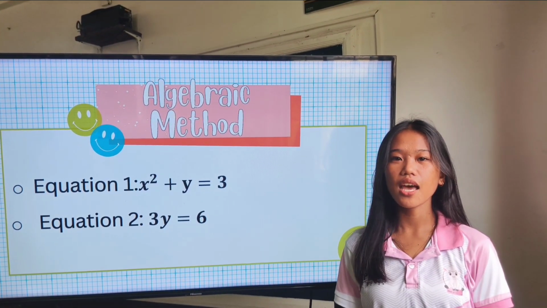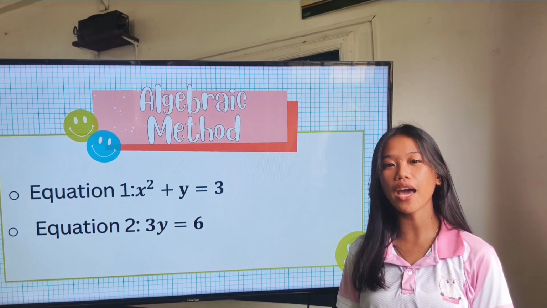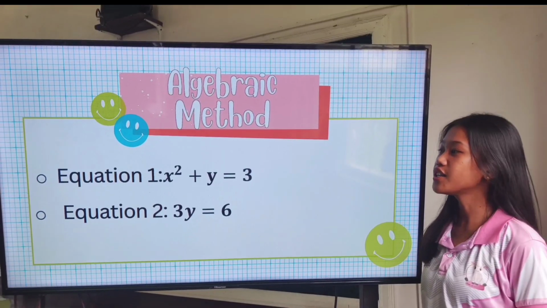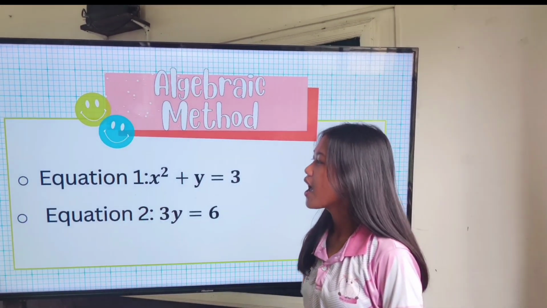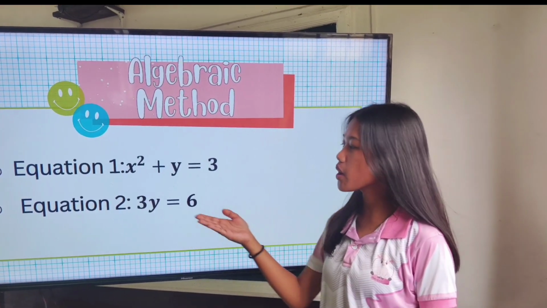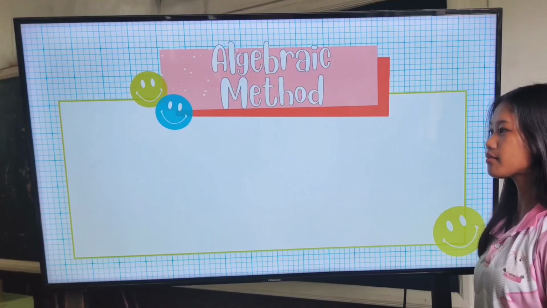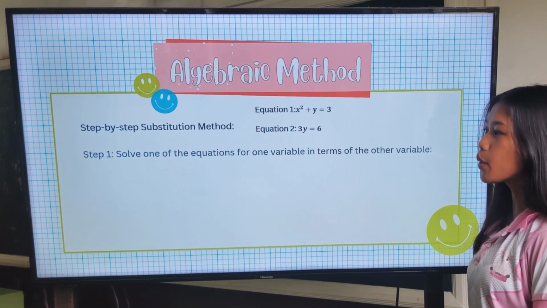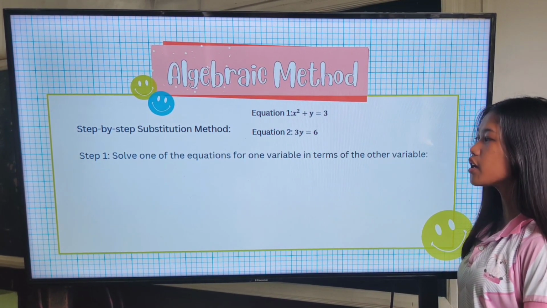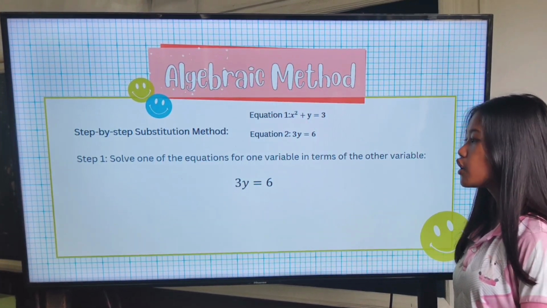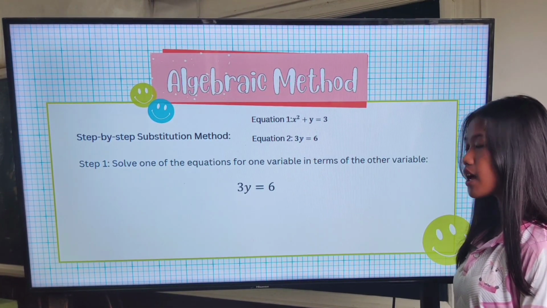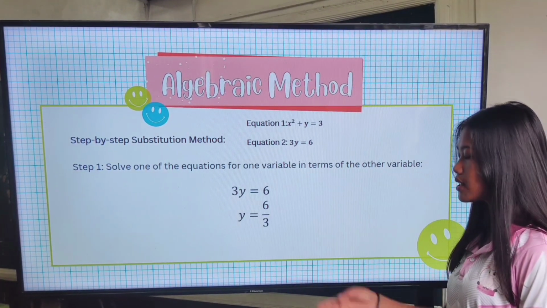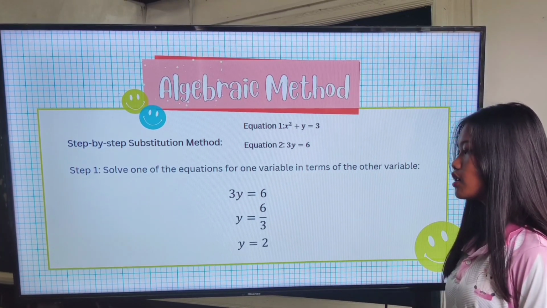First, the algebraic method. This involves manipulating the equations to find our solution. The most common technique here is substitution. These are the equations. Equation 1: x squared plus y equals 3. Equation 2: 3y equals 6. Here is the step-by-step substitution method. Step 1. Solve one of the equations for one variable in terms of the other variable. 3y equals 6. We divide both sides by 3 and y equals 6 over 3. Then simplify 6 over 3 into y equals 2.